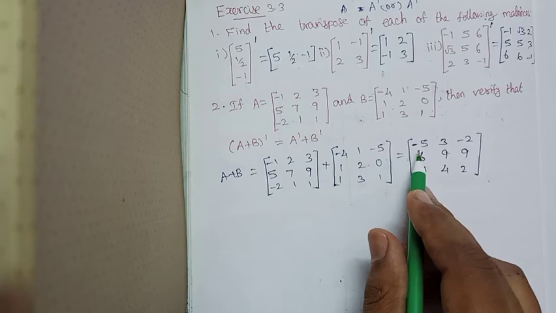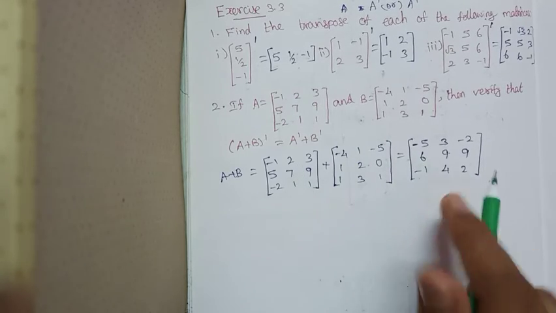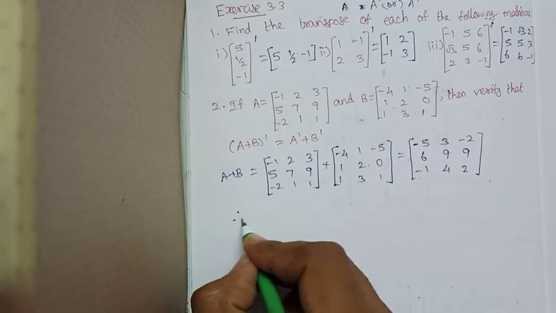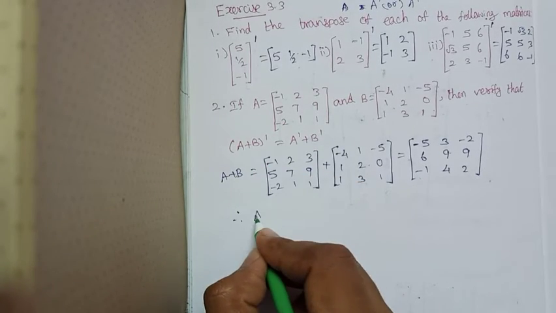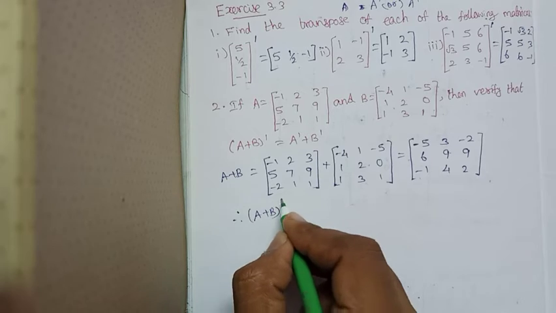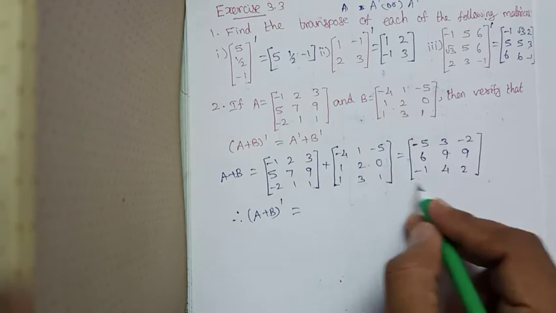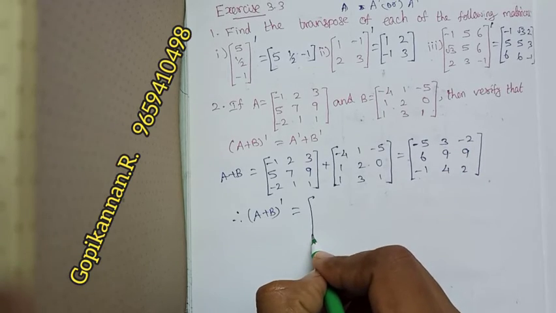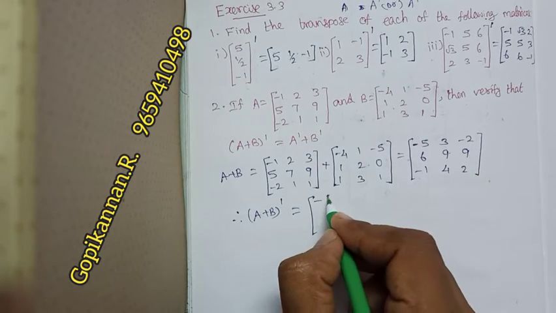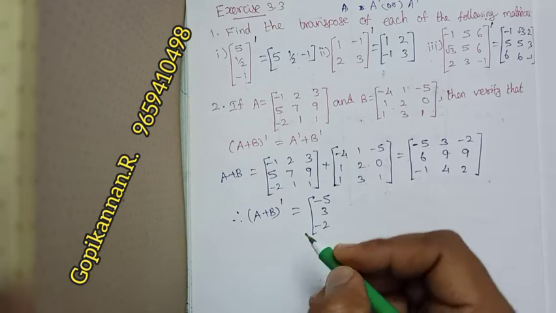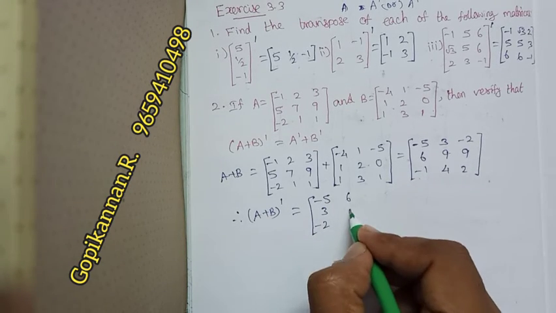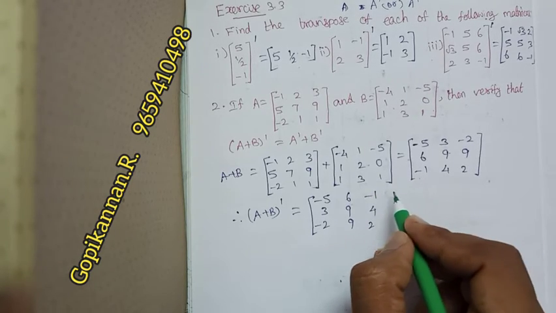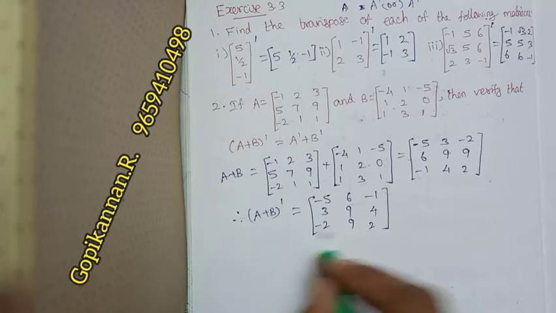So minus 1 minus 4, we get minus 5, and 2 plus 1 is 3. So we do this for the following entries. Therefore, on the left hand side we have to find (A plus B) whole transpose, which is equal to, we write down the rows into columns. The first row interchanging to first column, we get minus 5, 3, minus 2, and second row 6, 9, 9, and third row minus 1, 4, 2. So this is the transpose of A plus B.